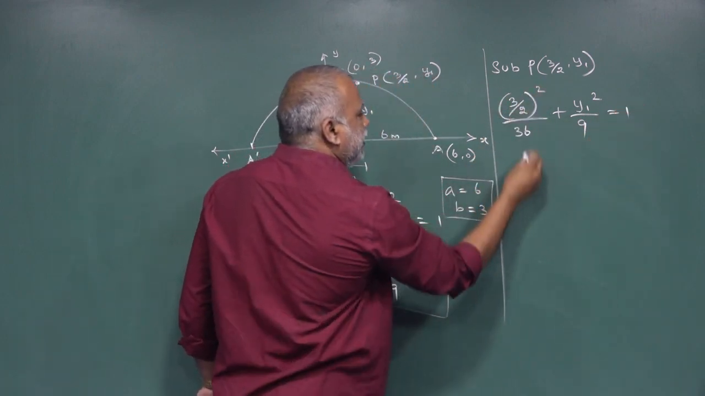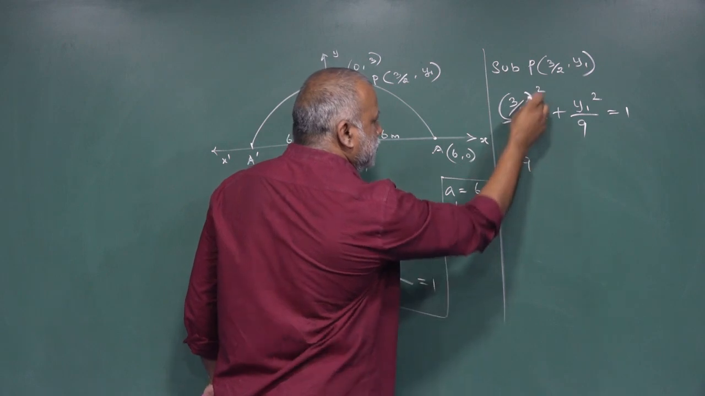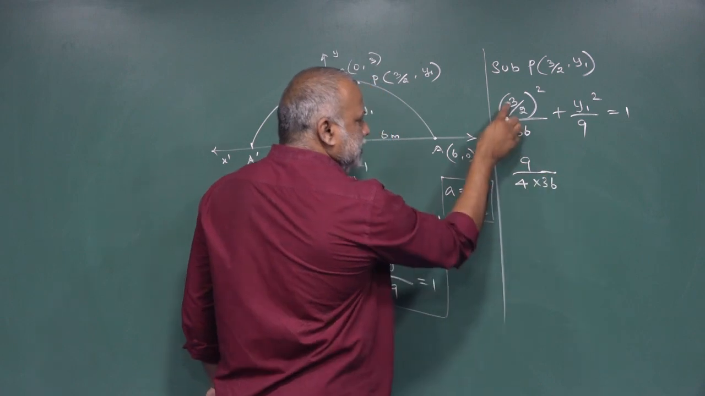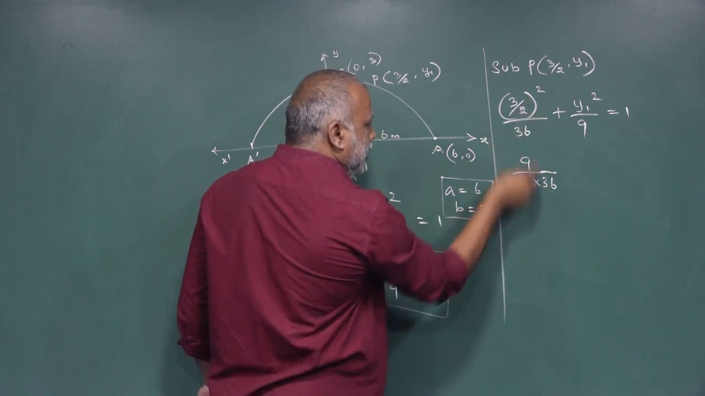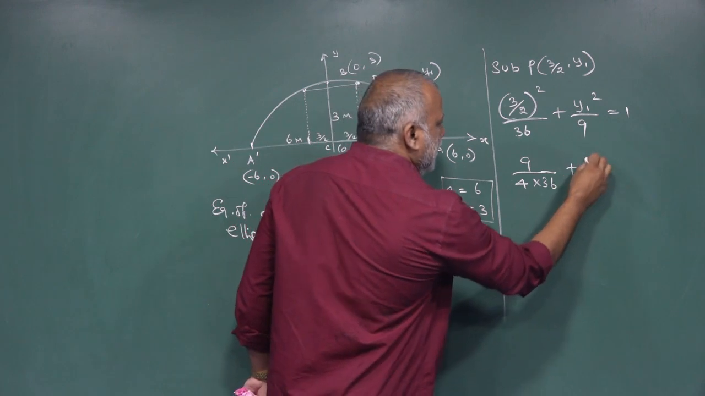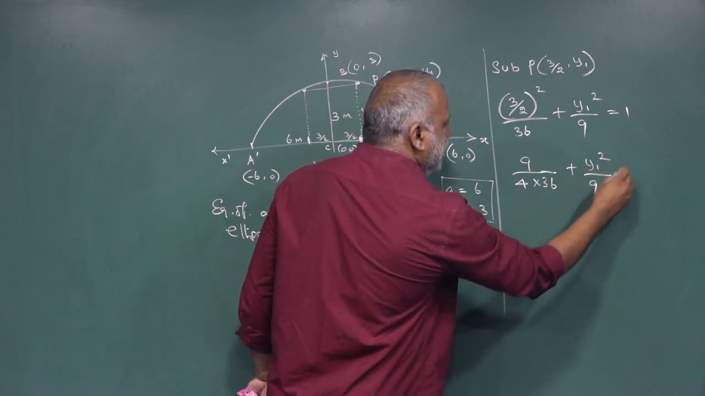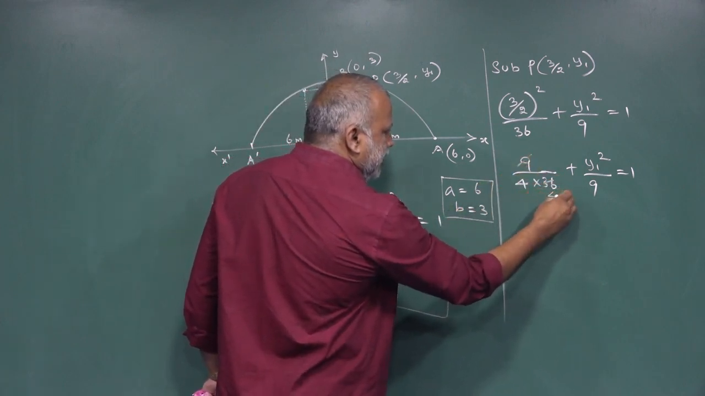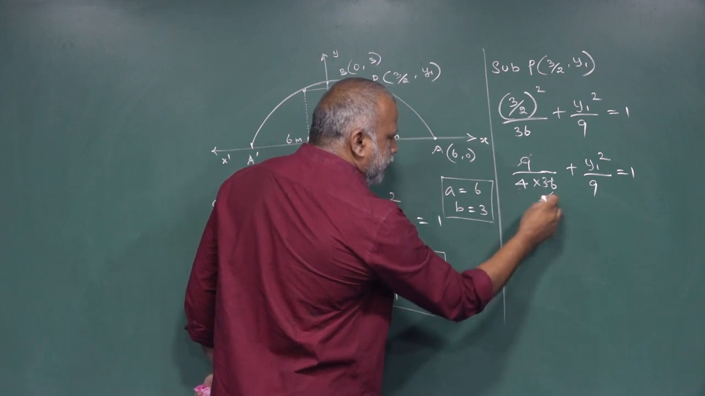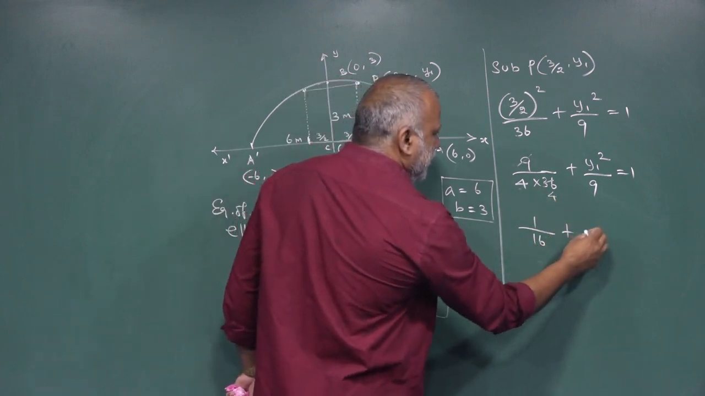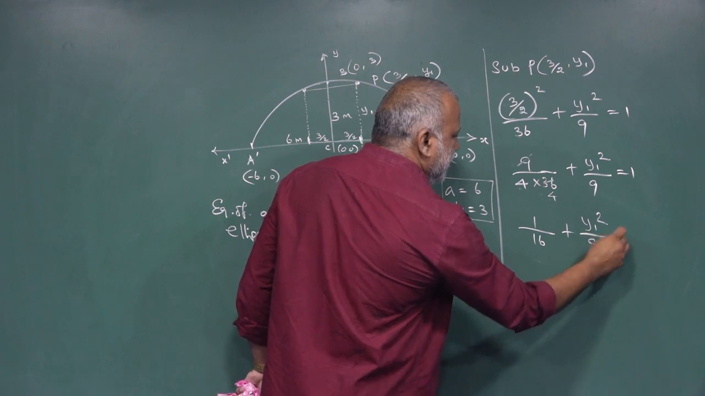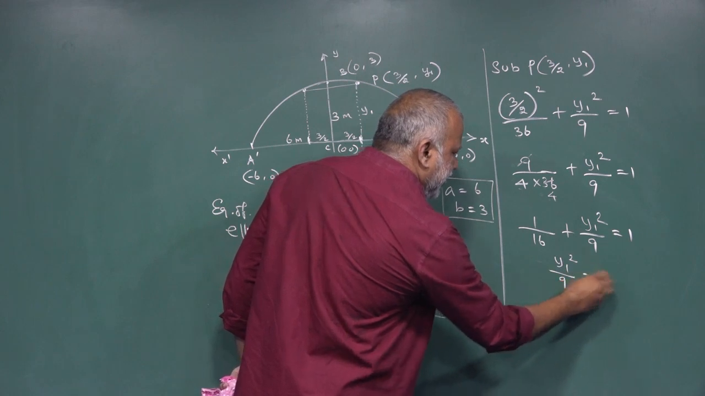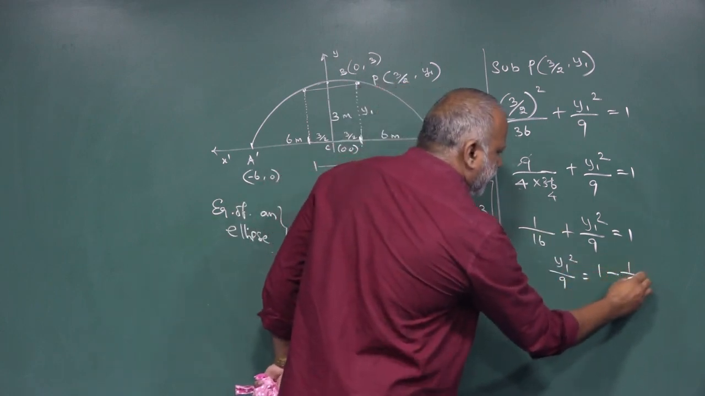Simplify this one. 3 squared becomes 9, 2 squared becomes 4. Already you are having a denominator 36. Plus y1 squared divided by 9 equal to 1. 9 and 36 will be cancelled. We can get 4, so 1 by 4 fours are 16. Then y1 squared by 9 equal to 1. So we need y1 squared by 9 equal to 1 minus 1 by 16.